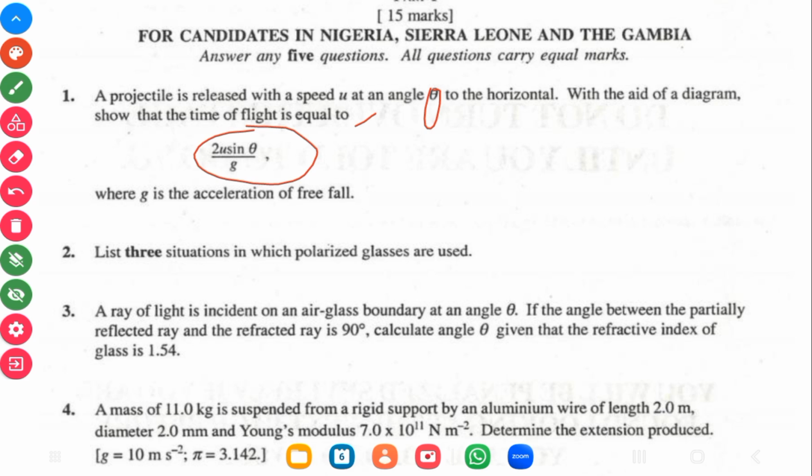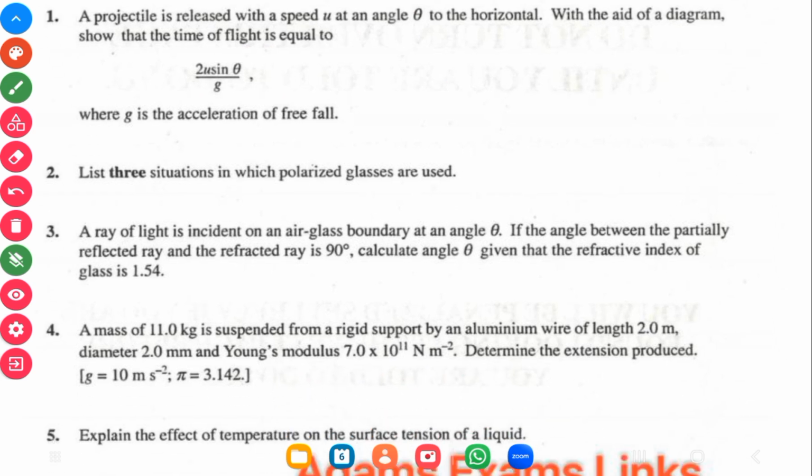I've always mentioned that you should give attention to topics that have to do with motion, linear motion, projectile motion, and so on. So you would have to first of all draw a diagram and prove this formula. The second question: list 3 situations in which polarized glasses are used. So you need to list situations where polarized glasses are used.